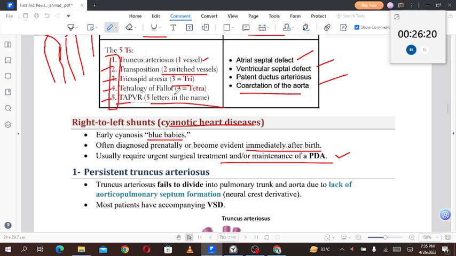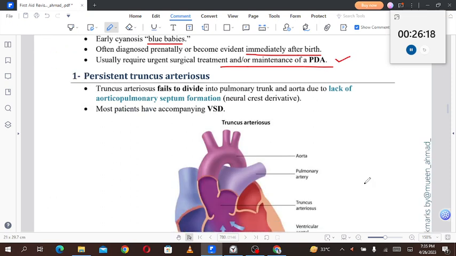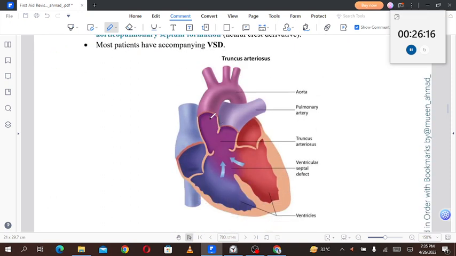Suppose we have transposition of great vessels. So in transposition of great vessels, the pulmonary artery is connected to the left ventricle and the aorta is connected to the right ventricle. Now there are two independent circuits going on.